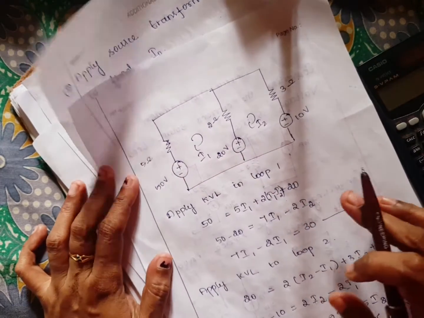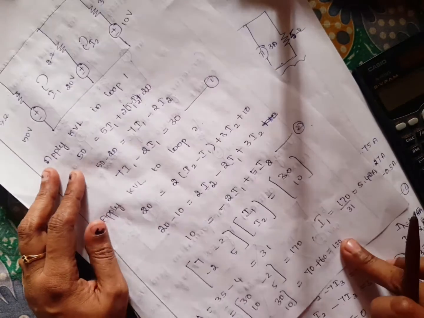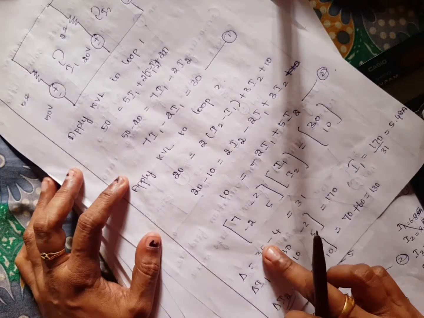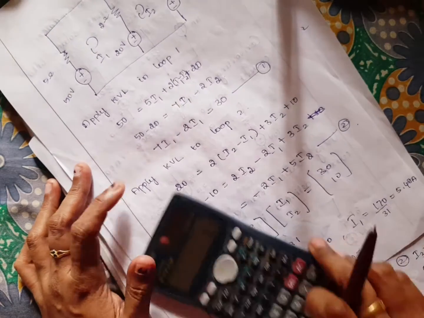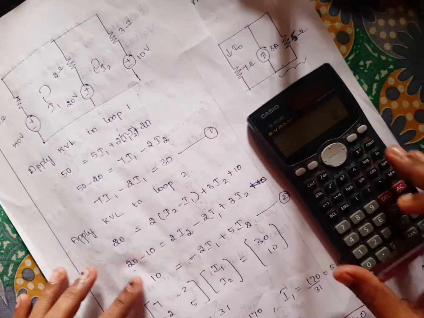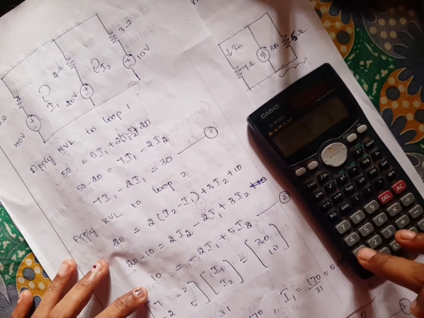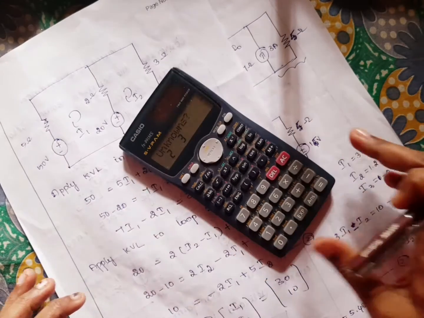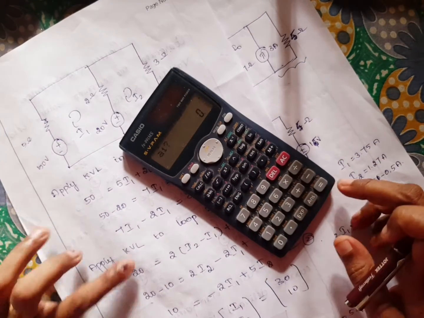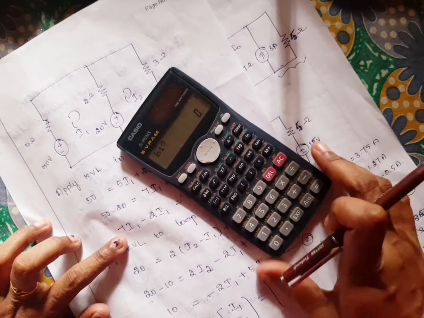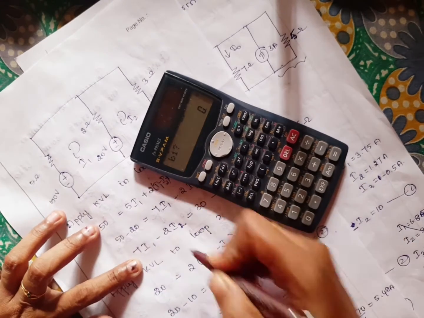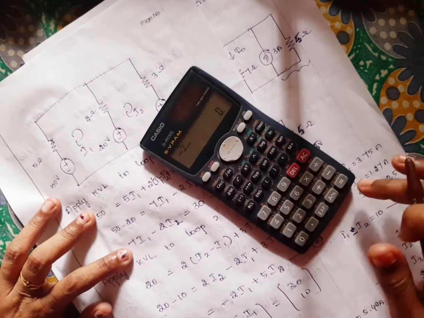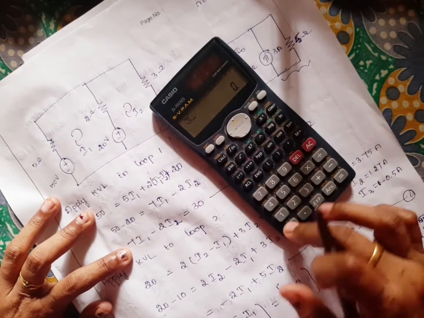So only we need I1. So in order to find I1, find del I1 and del, or you can use the calculator and you can put the values of the two equations. So change the mode to equation. Okay, here how many unknowns are there? 2 unknowns. Okay, so first value is 7, second value is minus 2, and third value is 30.